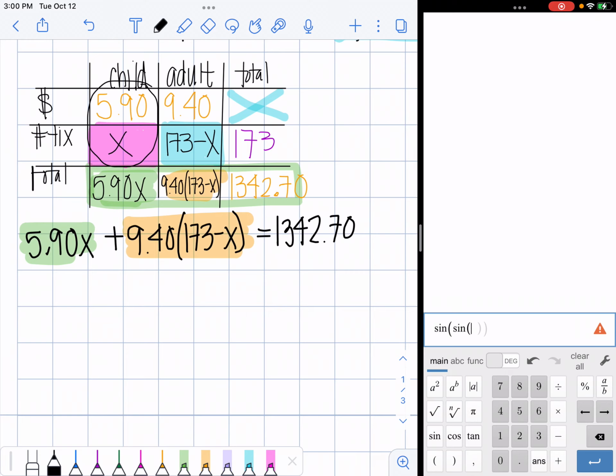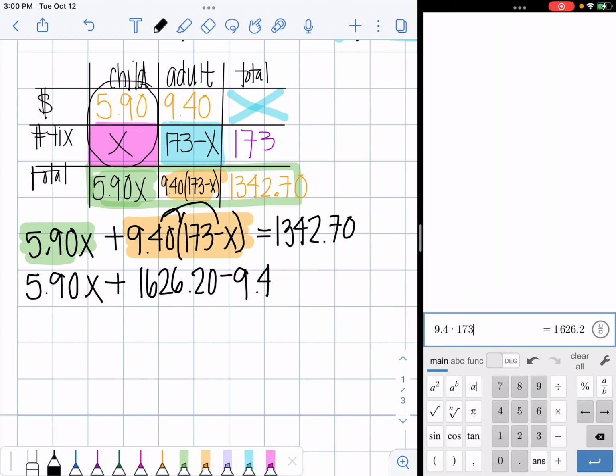Now I have to solve for X. So first thing I have to do is distribute this $9.40 out. So I get 5.90X plus, and then I can use my calculator over here. 9.40 times 173 is equal to 1626.20 minus 9.40X equals 1342.70. All I did is I distributed that 9.40.